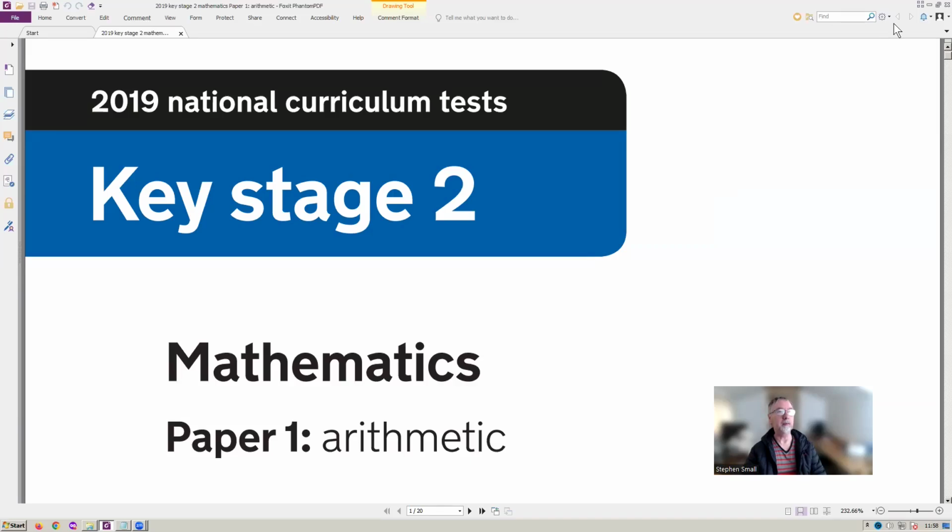Okay, we've got this, sorry about my throat, I've got a bit of a sore throat, but we've got this 2019 National Curriculum Test, Key Stage 2, Mathematics Paper 1, Arithmetic. And I'm going to go through this for a friend of mine, and then I'll stick it up on YouTube and let them have a look.